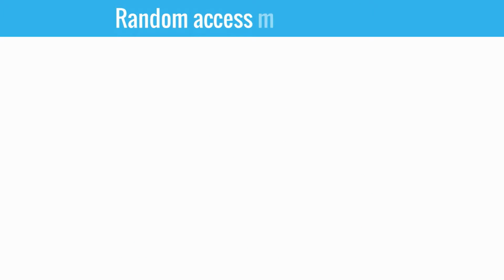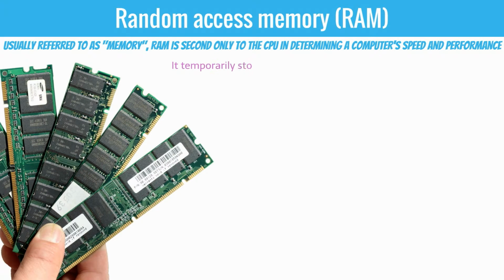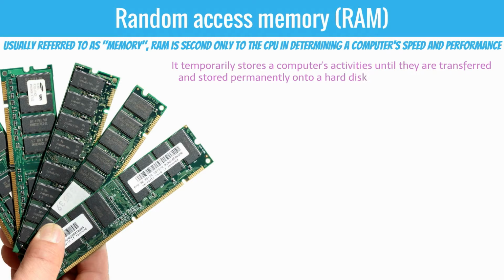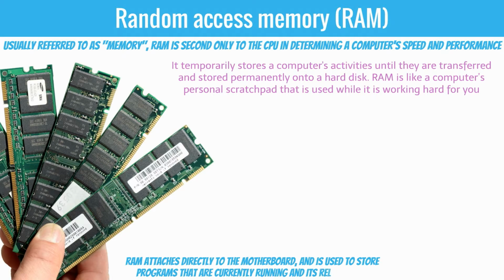Random access memory, RAM. Usually referred to as memory, RAM is second only to the CPU in determining a computer's speed and performance. It temporarily stores a computer's activities until they're transferred and stored permanently onto a hard disk. RAM is like a computer's personal scratch pad that's used while it's working hard for you. RAM attaches directly to the motherboard and is used to store programs that are currently running and its related data.